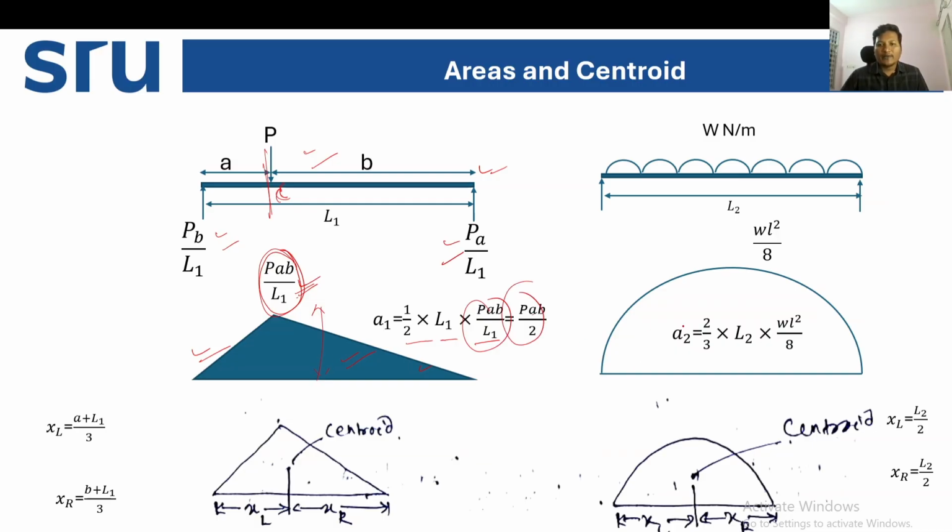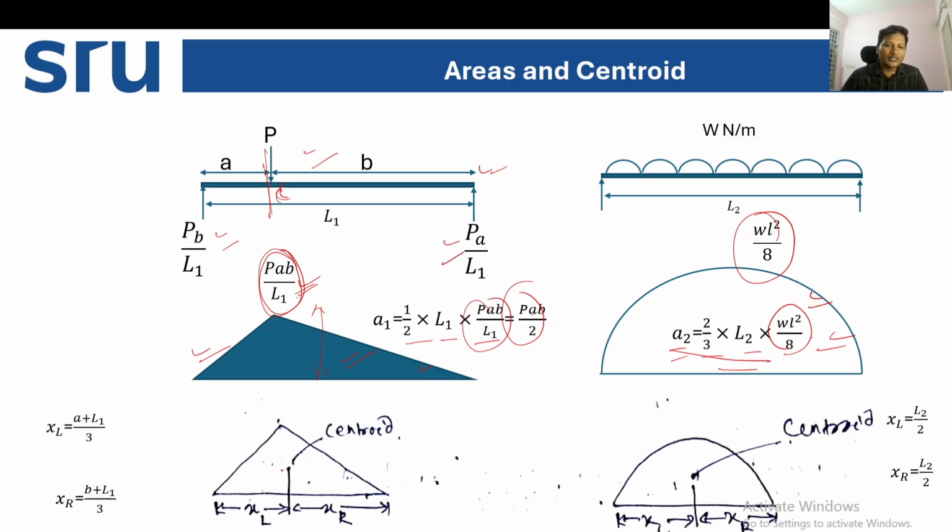Similarly, if there is a UDL, then for area 2, first you draw the free bending moment diagram, which has a maximum of WL square by 8. Area 2 will be 2/3 of the base into height, so WL square by 8. So area 2 you can calculate.